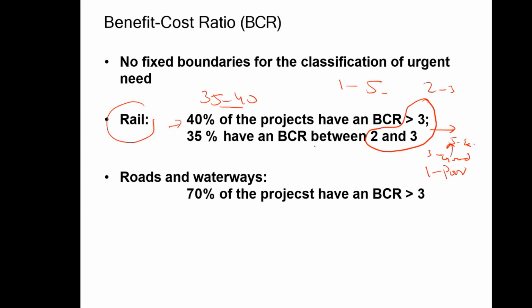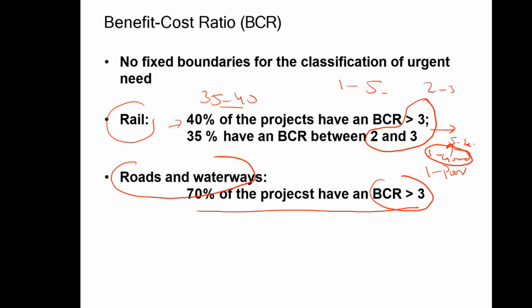When we try to understand railway, it usually has a very huge infrastructure cost. But when we try to understand roadways, here you can see that 70% of those projects have a benefit cost ratio of greater than 3, somewhere between 3 to 4. So that means very good. We can return our amount while building more roads and waterways.